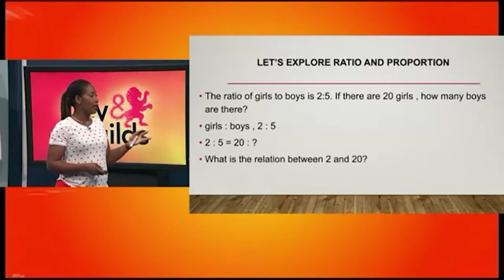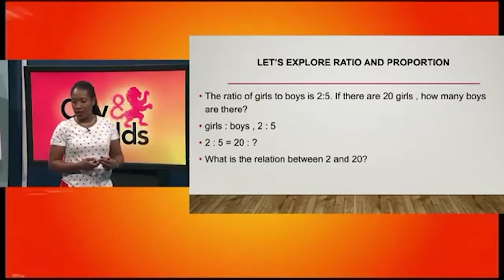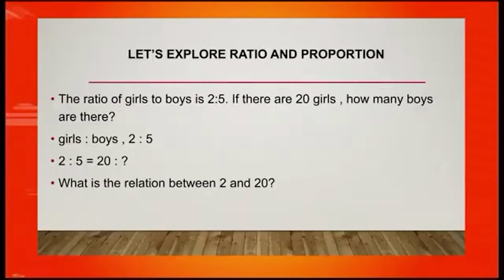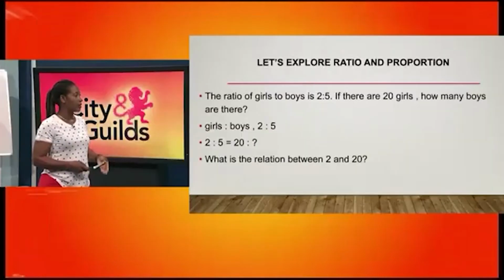So we can look at the relationship. What is the relationship between the 2 and the 20? You had 2 girls, now you have 20 girls. What would have happened to 2 to make it 20? 2 into 20 goes 10 times, so if you multiply 2 by 10, you get 20. That relationship must also exist with the 5 boys to get the number of boys that should be there with the 20 girls.